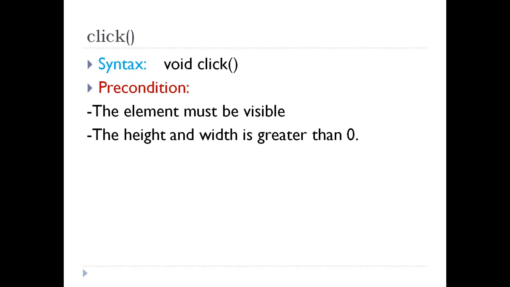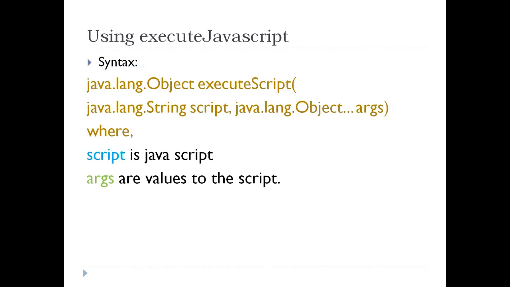To use this method, there are preconditions. One is that the element must be visible. So very simple, if the element is not visible, click operation will not work. And the second precondition to perform a click operation on a web element is that the height and width should be greater than 0.